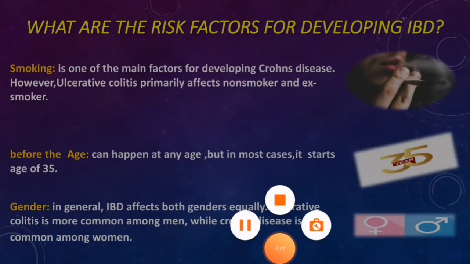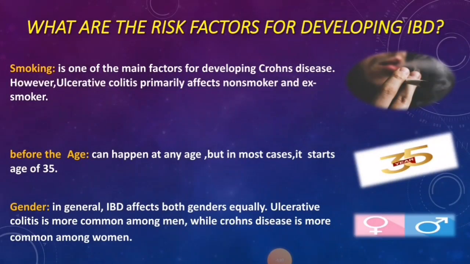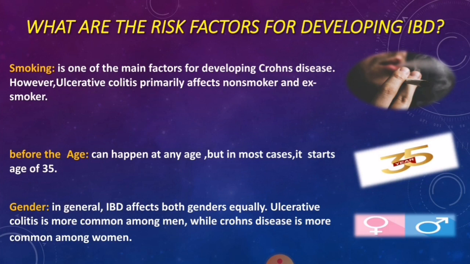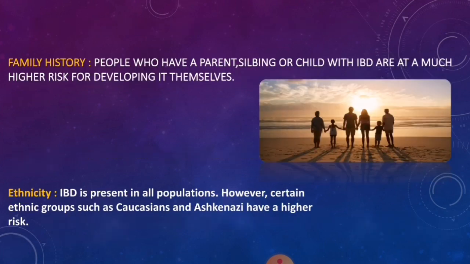What are the risk factors for developing inflammatory bowel disease? Smoking is one of the main factors for developing Crohn's disease. However, ulcerative colitis primarily affects non-smokers and ex-smokers. Age: it can happen at any age, but in most cases it starts before the age of 35. Gender: in general, inflammatory bowel disease affects both genders equally. Ulcerative colitis is more common among men, while Crohn's disease is more common among women.